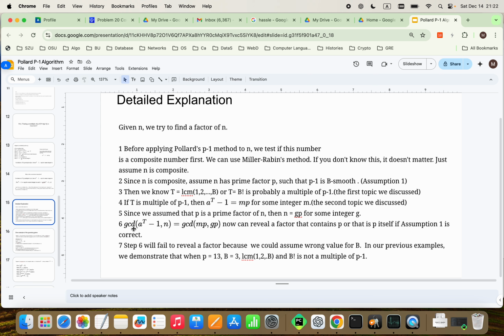Then this GCD of these two values won't help you reveal a factor that contains p, because this p is not here, is not in this value. So if p is not here, then this GCD is not going to include p. So I hope you have understood it.